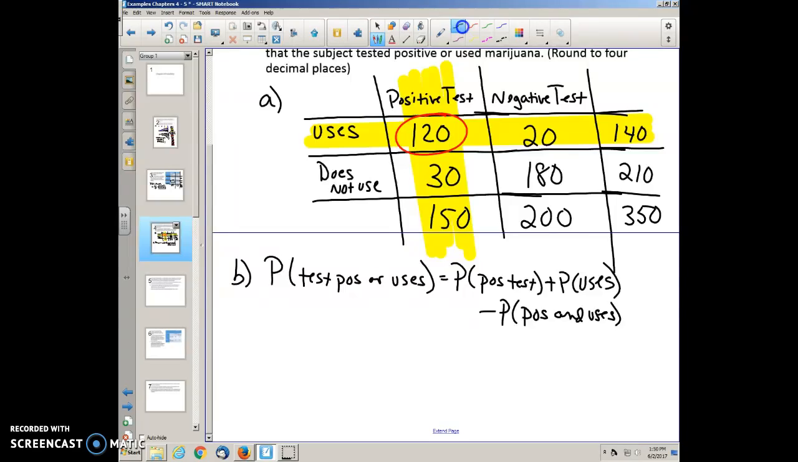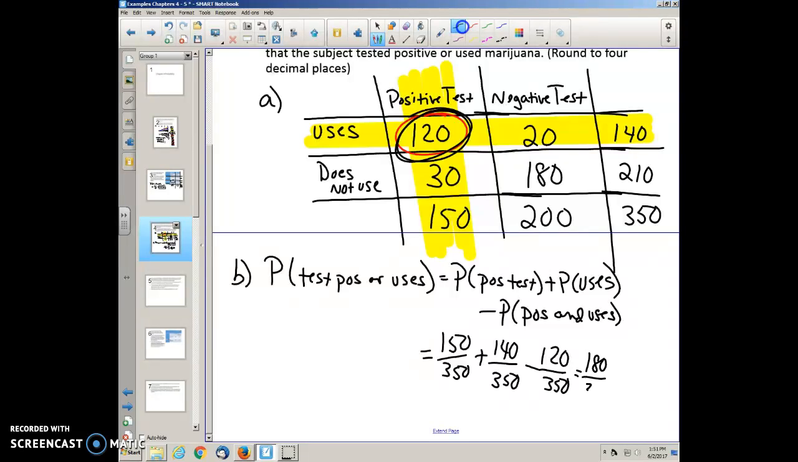So here's how we write our answer. It equals probability of a positive test, 150 out of 350, plus the probability that the subject uses, 140 out of 350, minus the 120 people that got counted twice. That's going to give you 180 out of 350, which as a decimal is 0.5143.